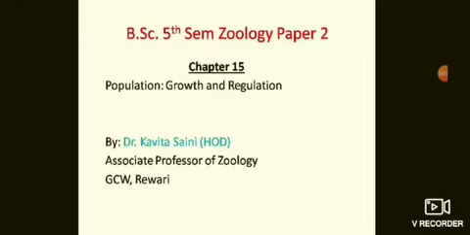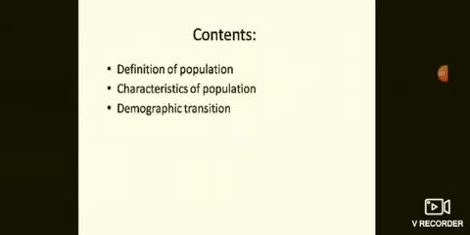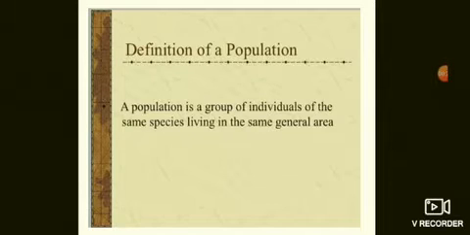Everyone. Today's topic is population growth and regulation, BSc 5th Semester Zoology Paper 2, that is ecology and evolution. This lecture consists of various contents like definition of population, characteristics of population and demographic transition. First, you have to know what a population is.